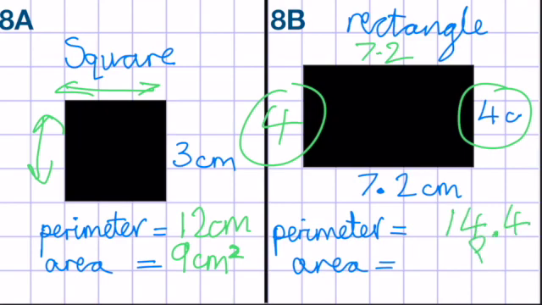14.4 add 8. Notice how when I'm adding, I'm lining up my ones. So 4, 8, 9, 10, 11, 12. So 22.4. Right, so that's the perimeter, 22.4.